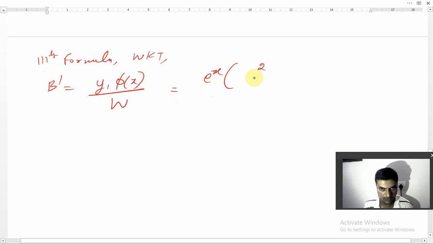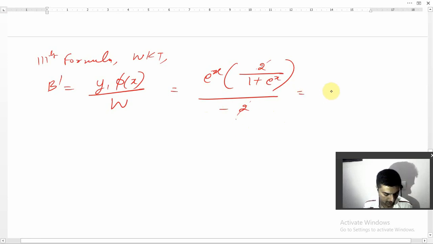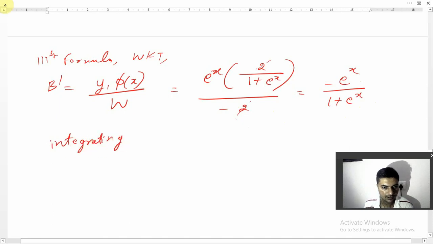Yes, we know that 2 divided by 1 plus e raised to x, this is given in the question, directly I have taken. And w we have calculated already, it is minus. So again here you can see this 2 and this 2 will get cancelled, minus remains as it is, so I will just take this as minus e raised to x divided by 1 plus e raised to x. This is our b dash. How can we simplify? Yes, integrating. Integrate, this is easy, directly we get the solution.